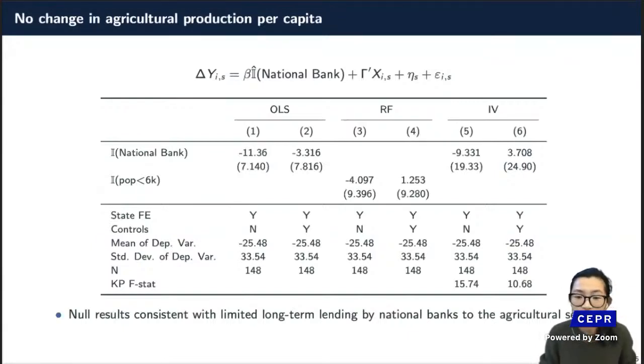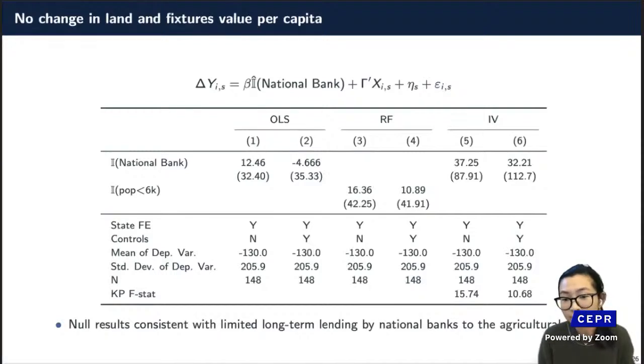So when we look at the change in agricultural production between the decade that a place gets a national bank in the 1880s and the decade afterward in the 1890s, what we see is that there's pretty much no difference. So places that get a national bank aren't producing more in the agricultural sector. And we think this is pretty consistent with limited long-term lending by the national banks to the agricultural sector. If we break down total output in the agricultural sector between different types of inputs, we see that there's no change in land and fixtures value.